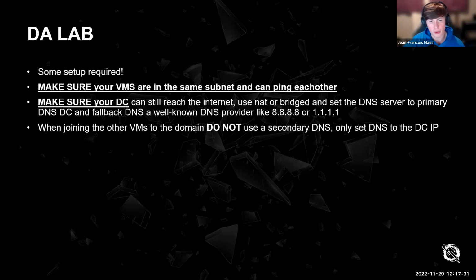And then when joining the other VMs into the domain, do not use a secondary DNS, only set the DNS to the domain controller IP address, because if you're setting a secondary DNS, you might fall back to the secondary one and you will not be able to join the domain that way. So if you're joining the domain, only set your primary DNS server to your domain controller, leave everything else as is, so you will have the highest possibility to actually join the domain.